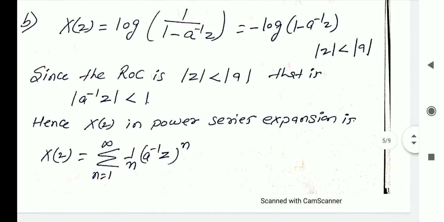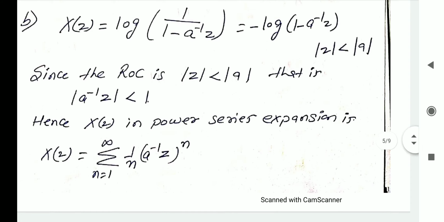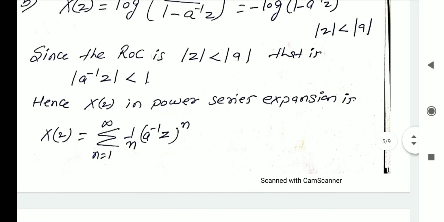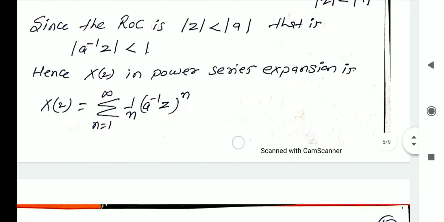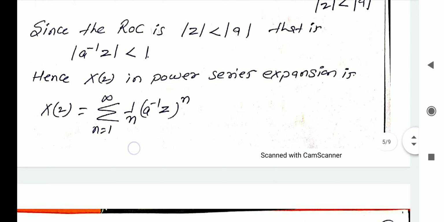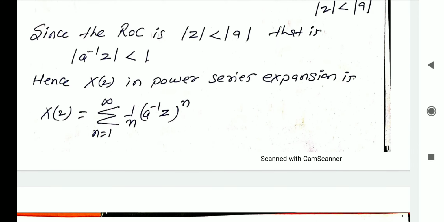Now when ROC is mod of z less than mod of a, this can be written as, when a is taken this side, a to the power minus 1 into z should be less than 1. Now with the power series expansion method, x of z is summation n equals 1 to infinity 1 by n a to the power minus 1 z whole power n.